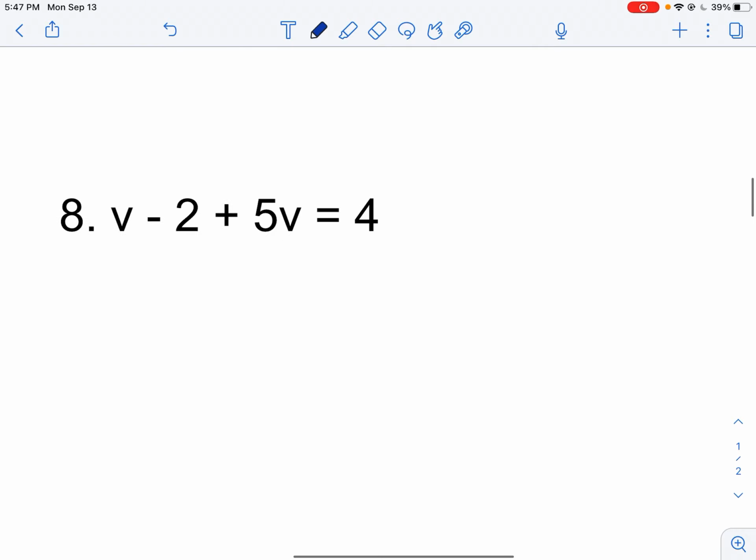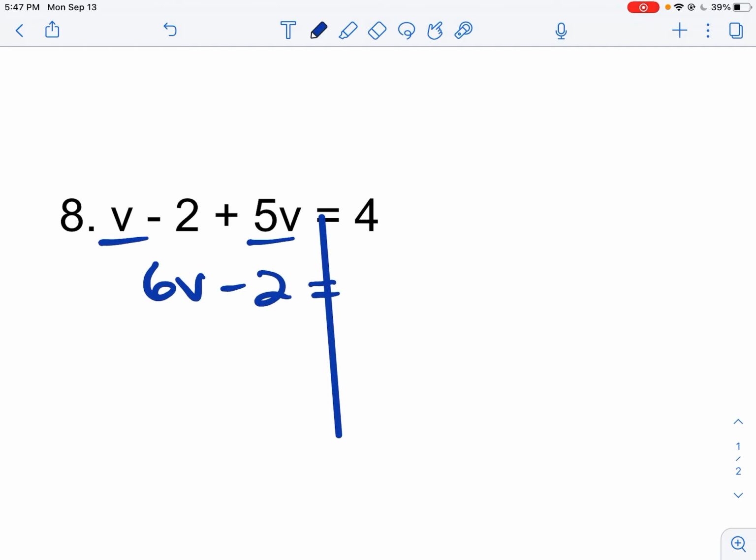So negative 8 equals negative 8. Does everybody notice that I wait to check it to box my answer to make sure I have the right answer? So I bring this down.